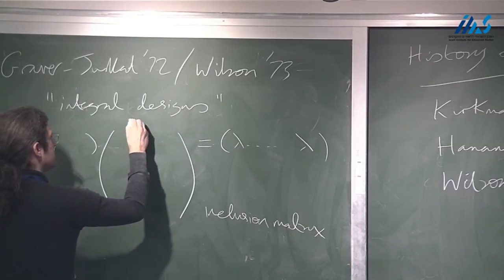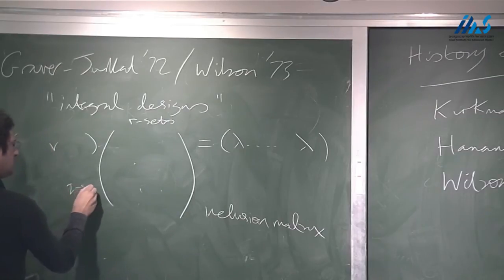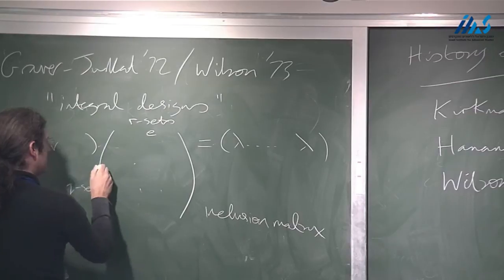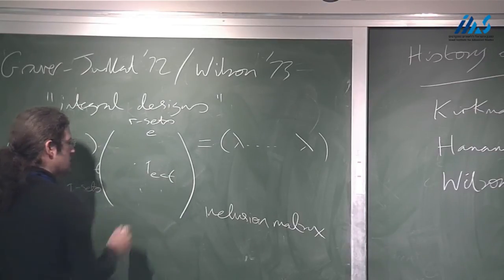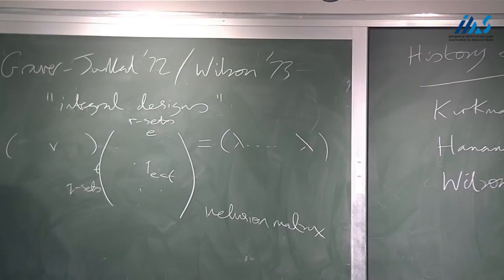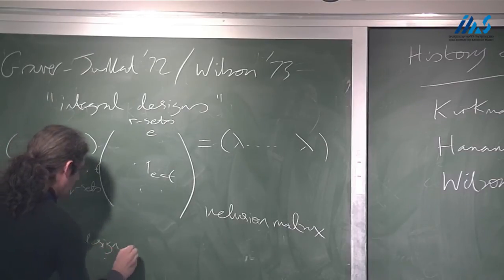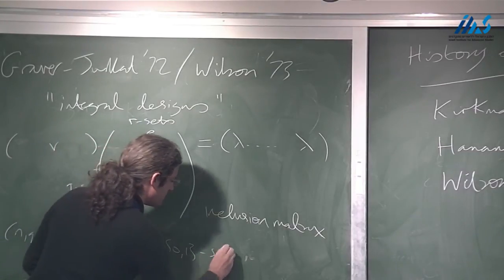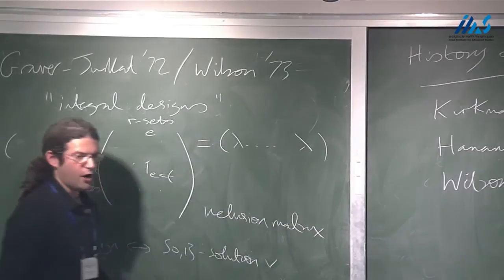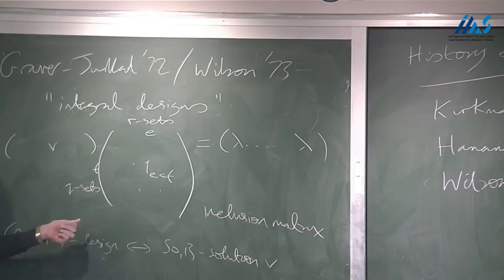I'll have sets of size R here, and sets of size Q here. If I have a set E and a set F, then here I write the indicator: one if E is contained in F and zero otherwise. So you can think of a design as a solution to this equation. An N, Q, R, lambda design is the same as a 0,1 solution V, because you think of the ones as telling you which sets of size Q you're taking, and then this equation precisely says that for every set of size R, you've chosen exactly lambda sets containing it.